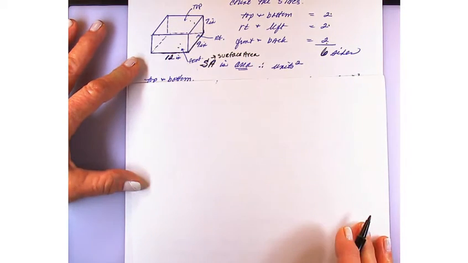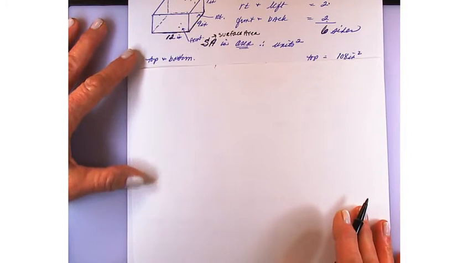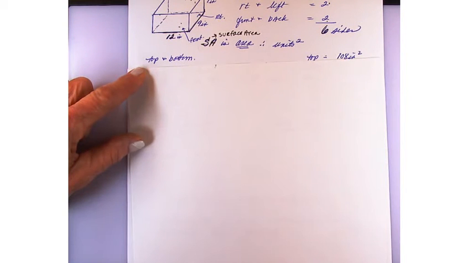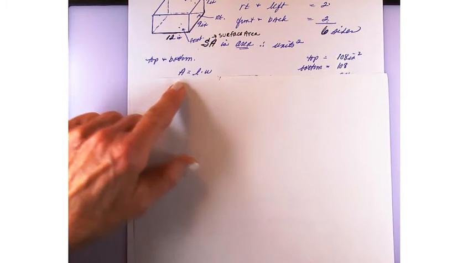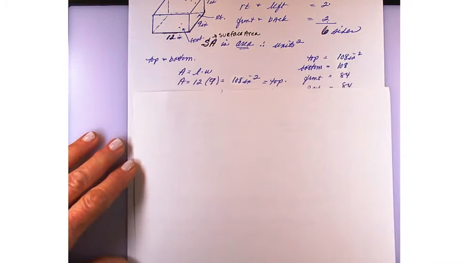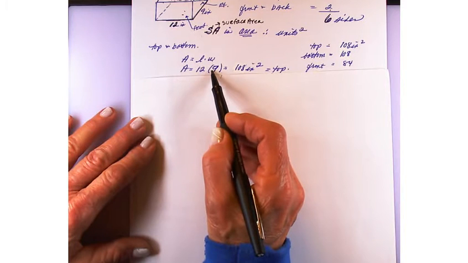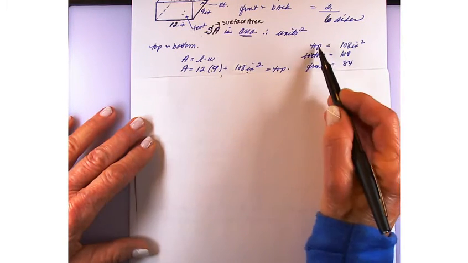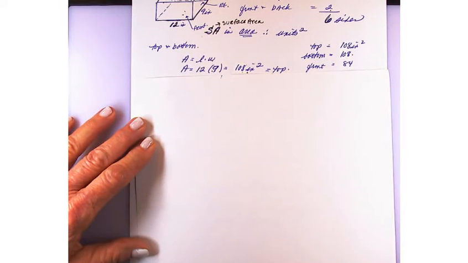Okay? And it will be in units squared. So we're going to find the area of these 6 sides. Let's look at the top and the bottom. Write your formula down. My length is 12 inches. My width is 9. I get 108 inches for the top. So I write down top 108, bottom 108.